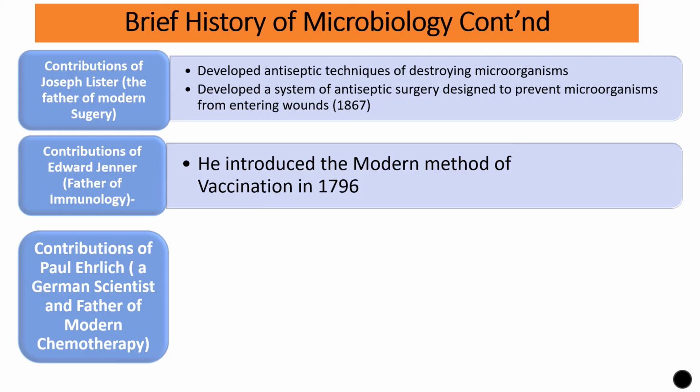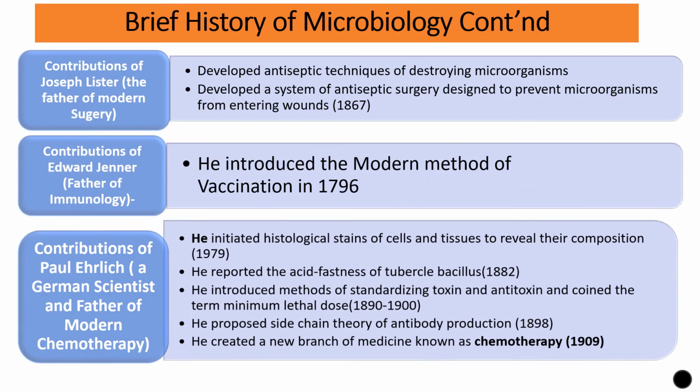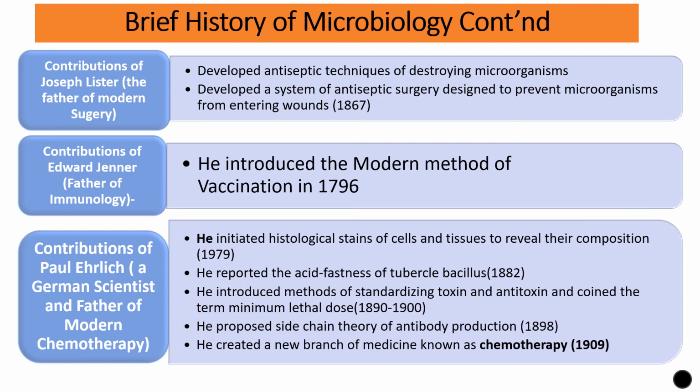Now, in addition, we have another scientist, Paul Ehrlich, who is a German scientist and is regarded as the father of modern chemotherapy because of his numerous contributions. He initiated histological stains of cells and tissues to reveal their composition. He reported the acid fastness of tubercle bacilli. He introduced the method of standardizing toxins and antitoxins, and coined the term minimum lethal dose. He also proposed the side chain theory of antibody production. With this, he created a new branch of medicine known as chemotherapy.